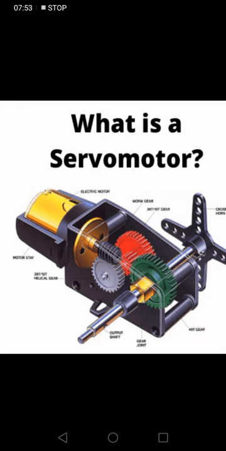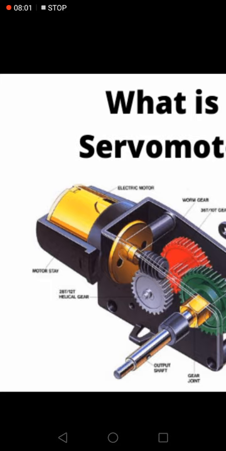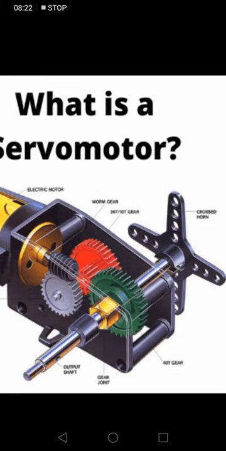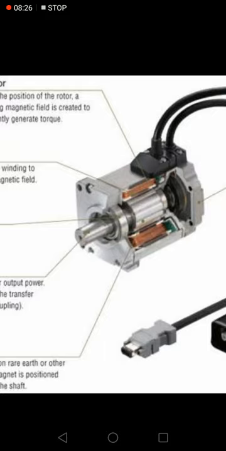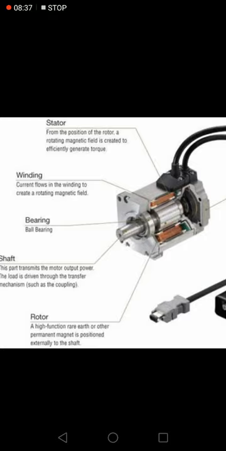Now, this image shows a servo motor with its parts labeled. The motor, helical gears, electrical motor. The worm gear, the 360 gear, we have the output shaft, gear joints. That is another one. The stator, the winding that allows current to flow, the winding to create a rotating magnetic field. Bearing, the ball bearing.